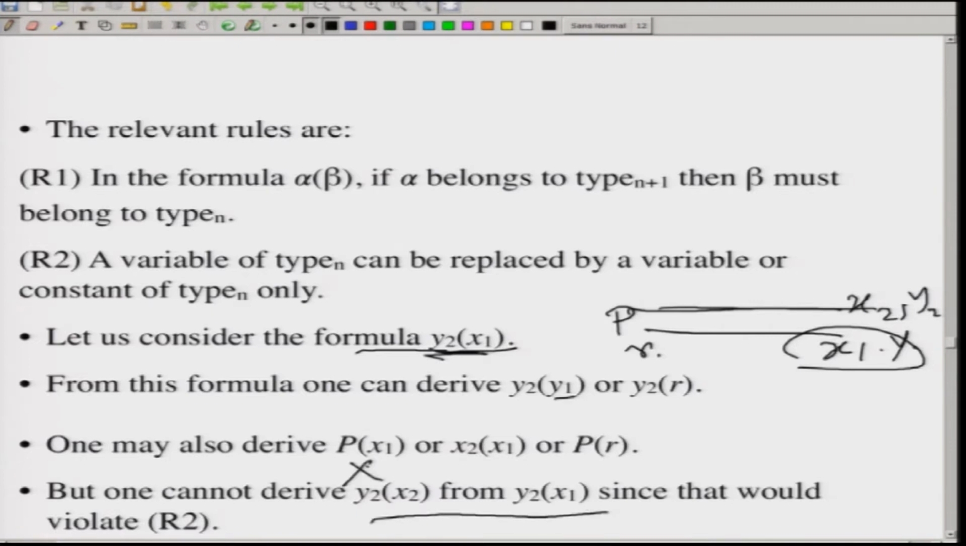x2 x1, since that would violate R2. Why? Because x2 is a higher type, it cannot replace x1. So it would be a violation of R2. That is why this is banned. This construction is prohibited.